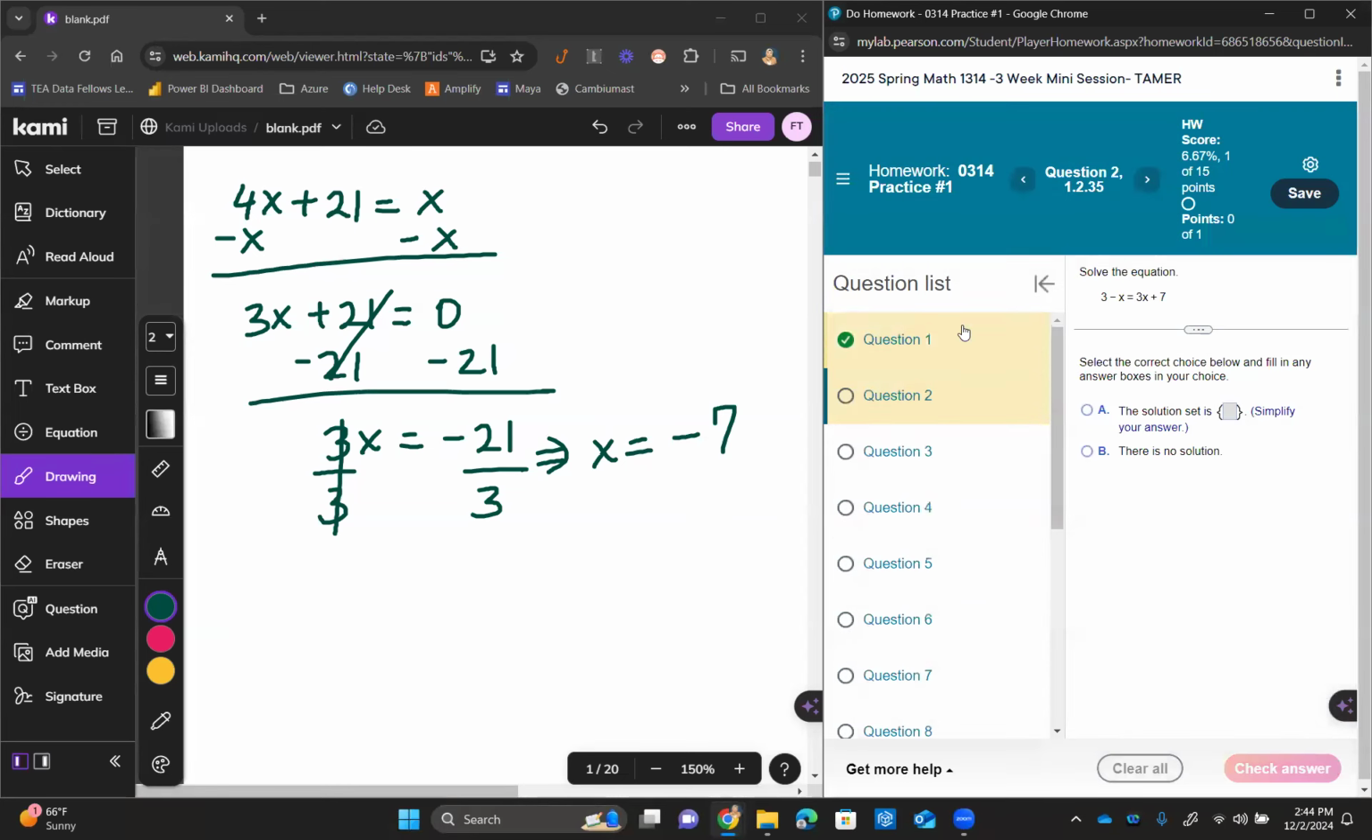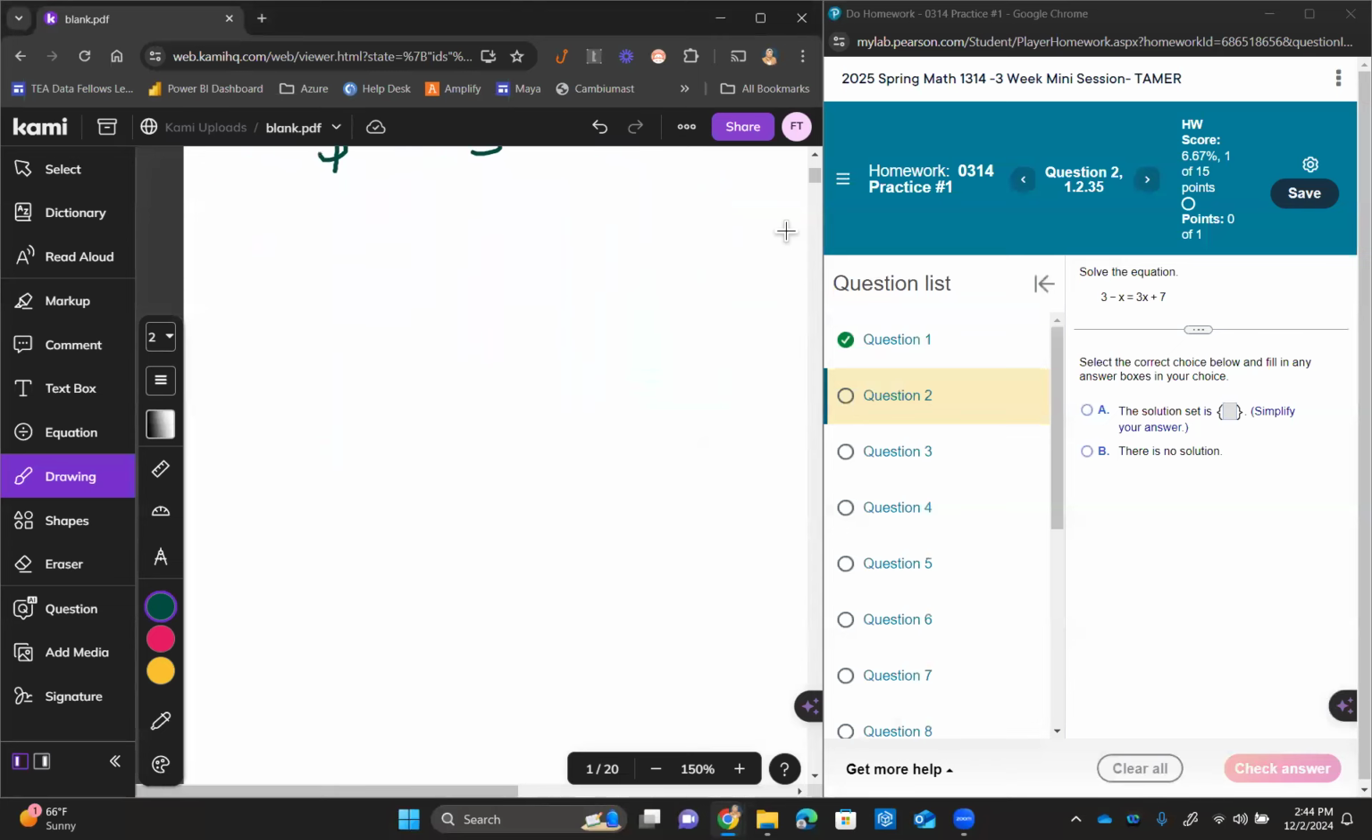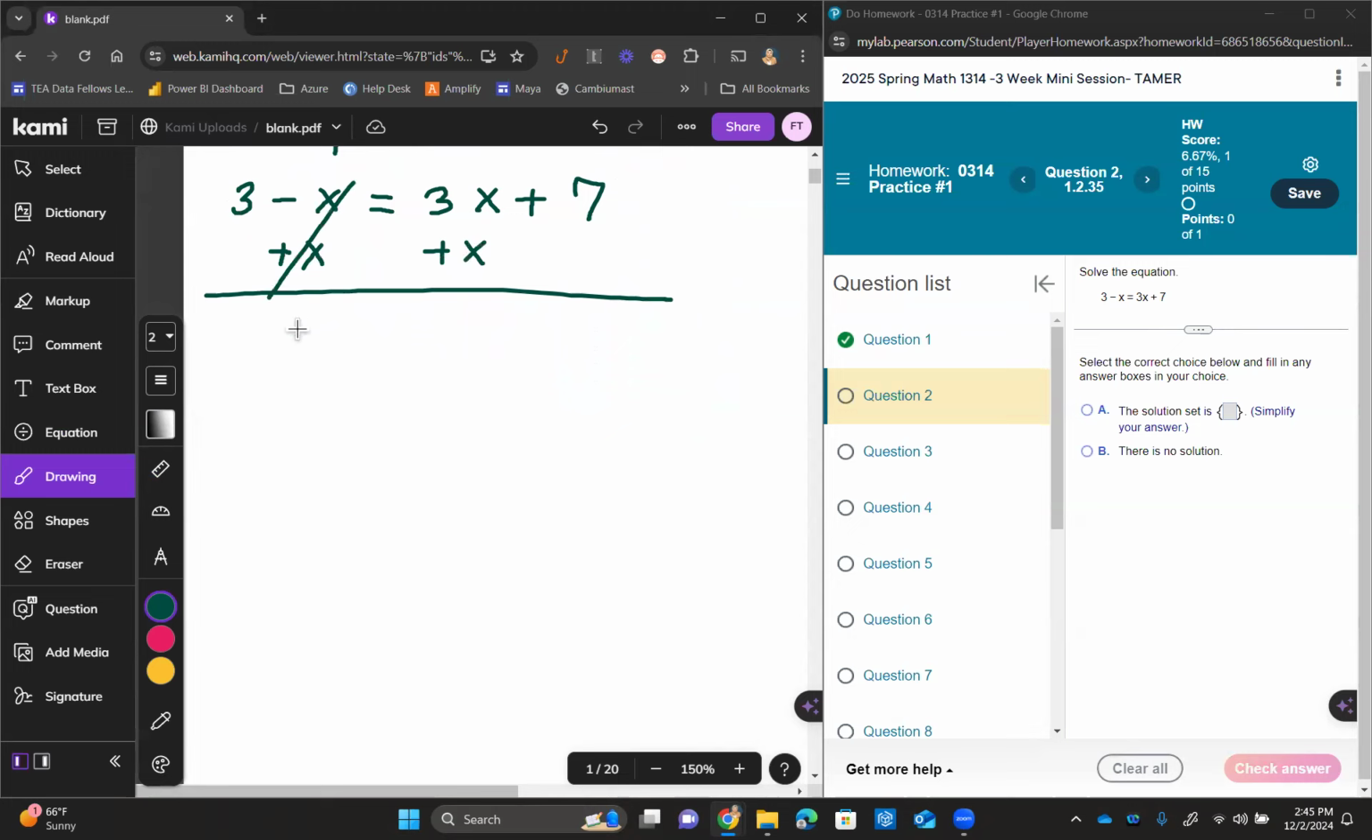For the second question, our second question is 3 minus x is equal to 3x plus 7. We need to put all x's on one side, and we have to put all numbers on the other side. So I will add x's on both sides. Then I get 3 is equal to 3x plus x, which is 4x plus 7. Now we can subtract 7 on both sides.